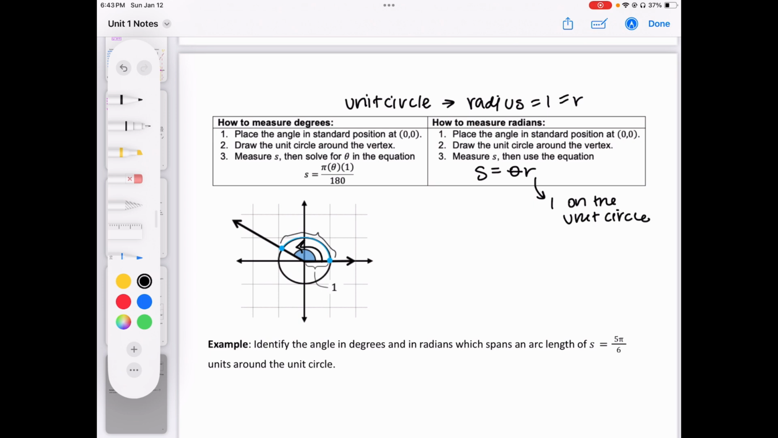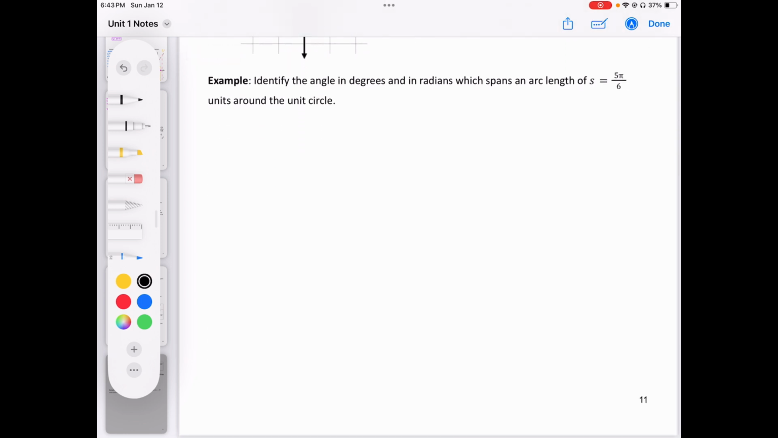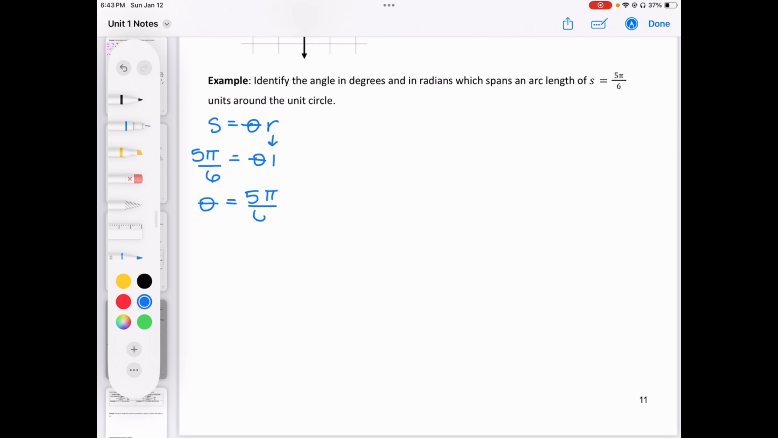Now, let's look at this example. Identify the angle in degrees and in radians which spans an arc length of S equals 5 pi over 6. Let's start by doing this in radians. From earlier, we had S equals theta r. We know that r is going to equal 1, and we also know that S is 5 pi over 6. So notice that just by replacing r with 1, we have already figured out what the radian measure is.